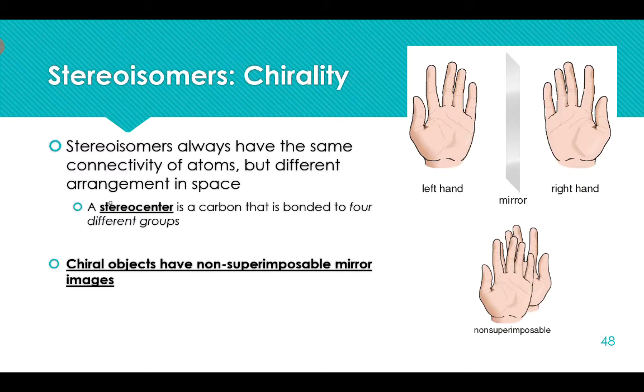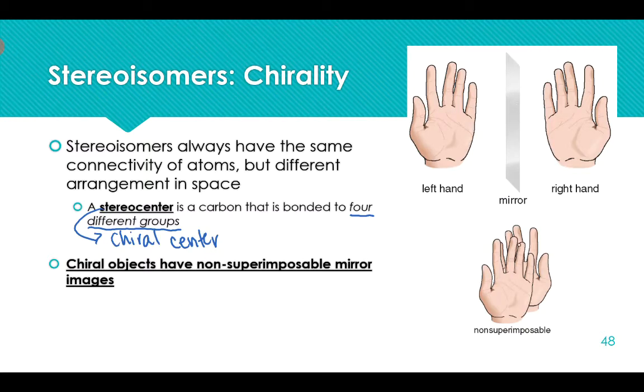All of these chiral molecules have stereocenters, and stereocenters are also known as chiral centers. We'll be using the term chiral center more often. So we'll be trying to identify chiral centers in our molecules. Chiral centers are carbons that are bonded to 4 different groups. That's very important, 4 different groups.